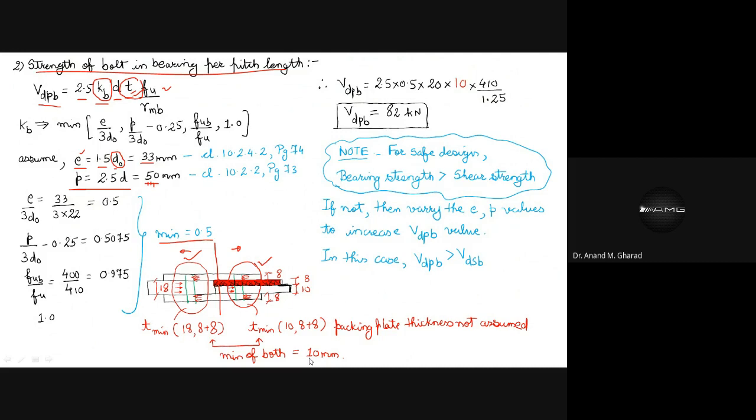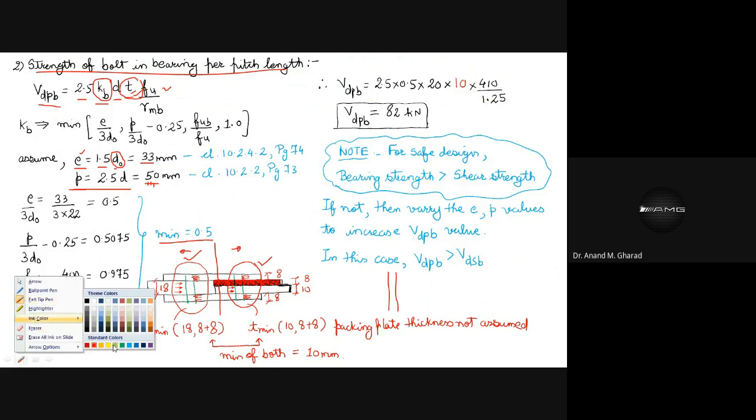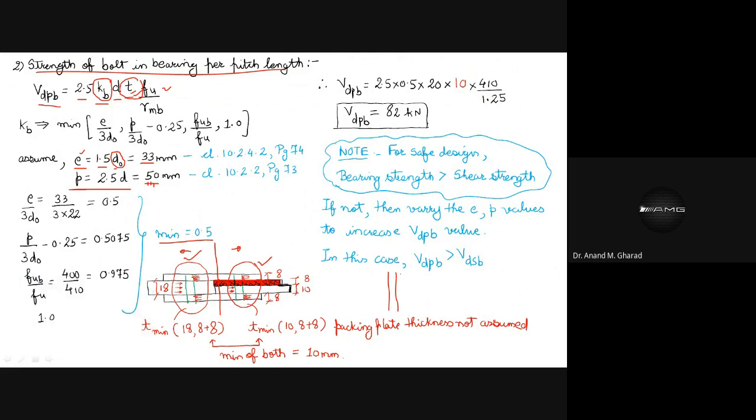Now, if I take the contribution of, let's say, packing plate also. Let's say, for example, packing plate also contributes to some bearing stresses. That's what I will assume. So for this, the stress distribution, you will agree, it will be something of this sort. See, this will be the upper plate, which is of 8 mm thickness. The bearing stresses will be acting like this.